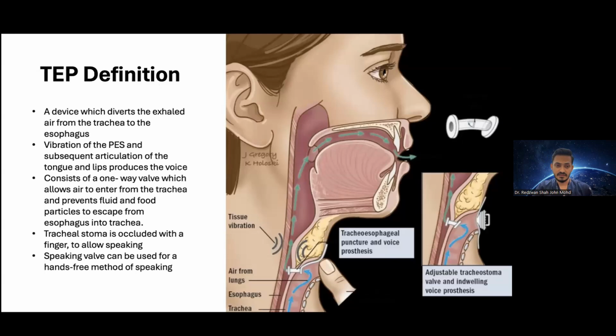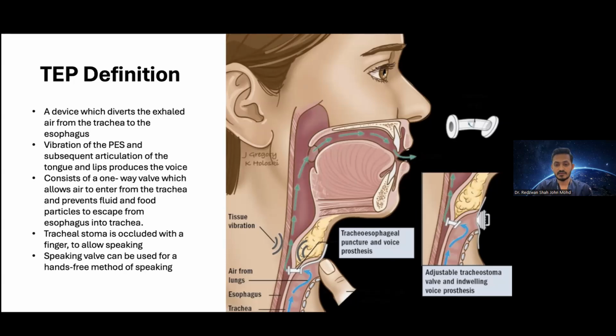TEP, by definition, is a device which diverts the exhaled air from the trachea into the esophagus, and the air moves upwards towards the pharyngoesophageal segment and causes the vibration of the pharyngoesophageal segment. Subsequent articulation of the tongue and lips produces the voice. This device consists of a one-way valve which allows air to enter from the trachea to the esophagus, but prevents fluid and food particles from escaping into the airways, causing an aspiration.